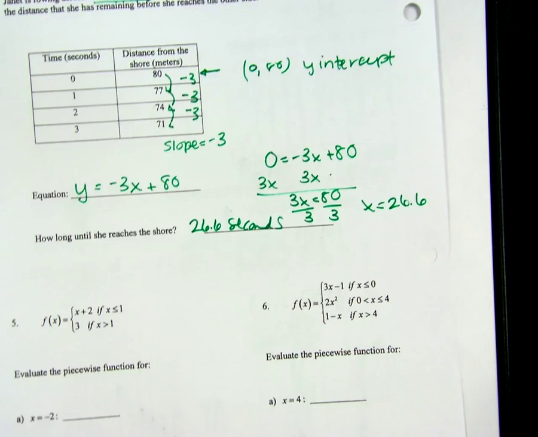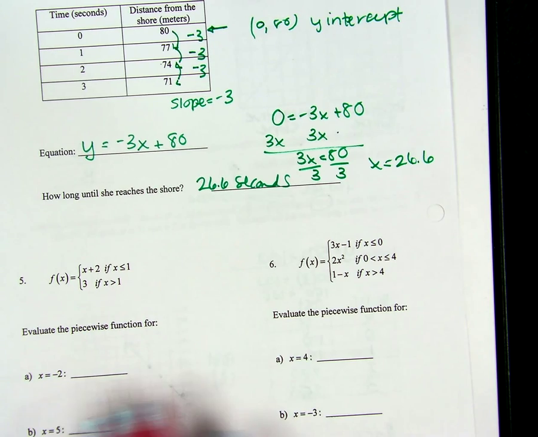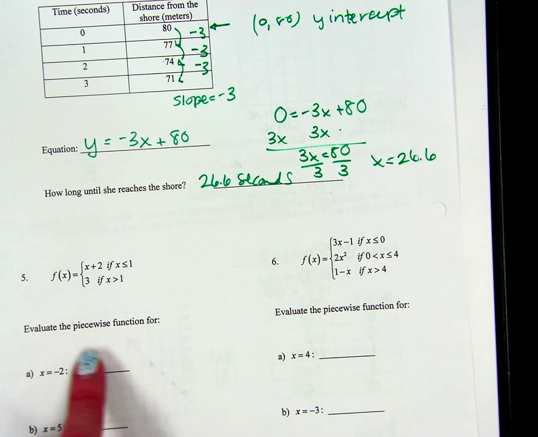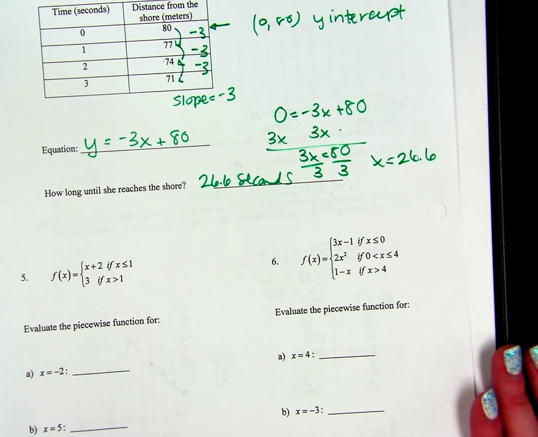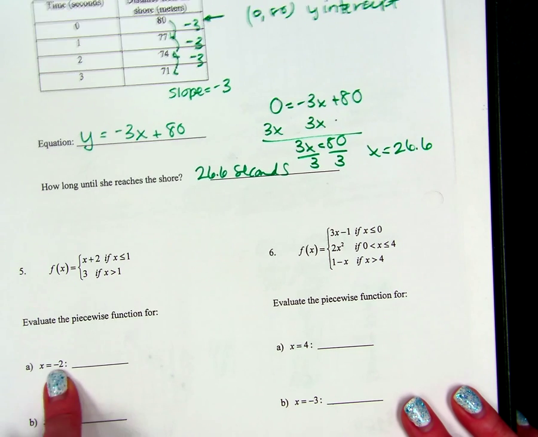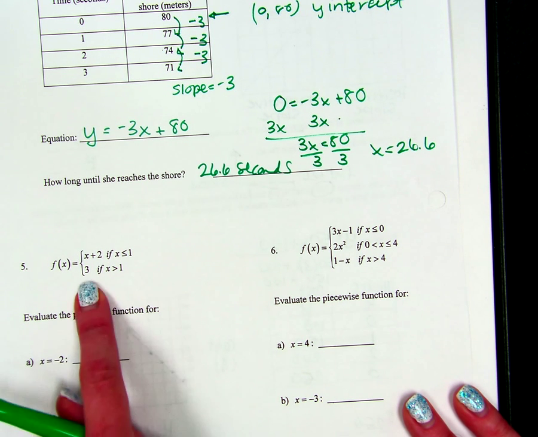And 5 and 6 are our last two problems on this. All of this information on the left is for 5. All of this information on the right is for 6. So it's asking us to evaluate the piecewise function for these two values of x. So what you're going to do is look at the value of x that's given to you and determine which statement is true and then plug in that value.